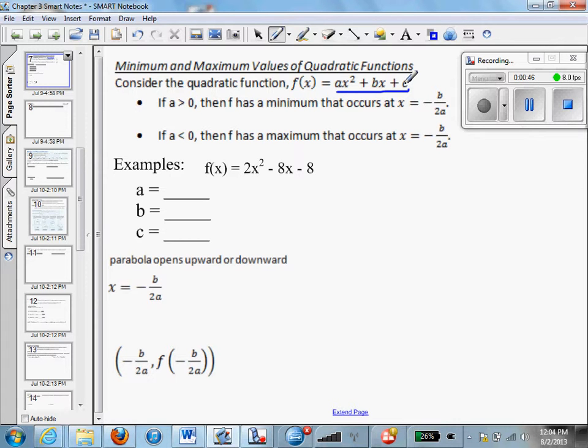So for this example, let's get started by identifying a, b, and c. A has the x squared attached to it, so it's 2 in this case. B has just a regular x, so it's going to be negative 8. And c has just a regular number, so it's just negative 8. So will it open upward or downward? Since a is positive, it's going to open upwards, giving you a minimum.